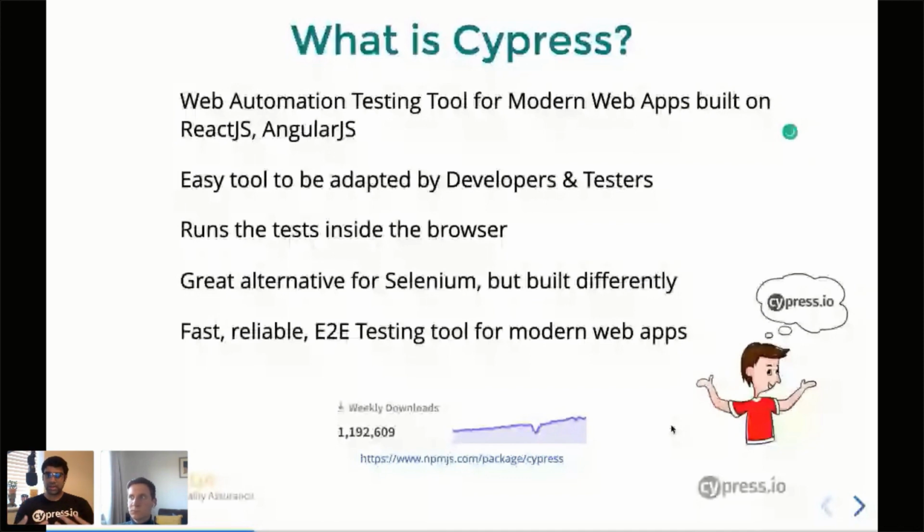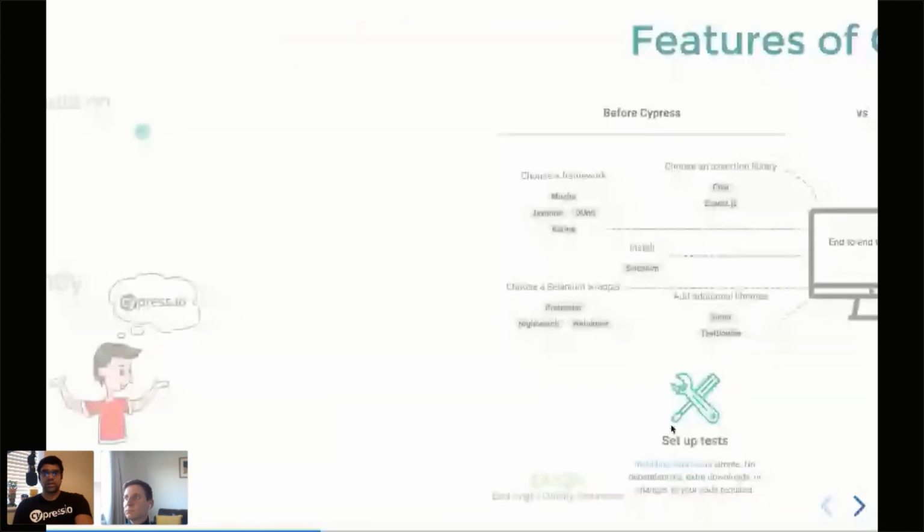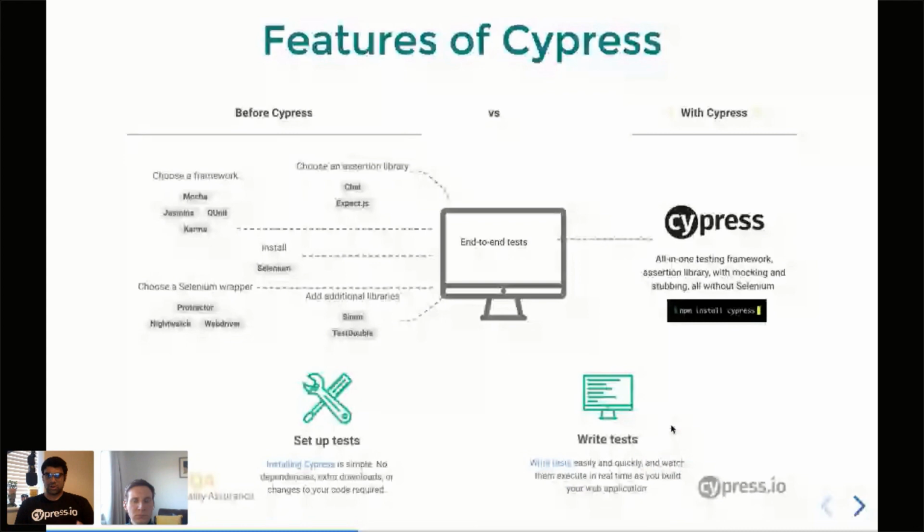But what I feel is Cypress is one thing that bonds the developers and the testers to use the same tool and the same programming language as well. So it will be very easy for anyone to debug when it comes to a continuous integration or continuous delivery platform perspective. So let's see a couple of features that are available as part of Cypress.